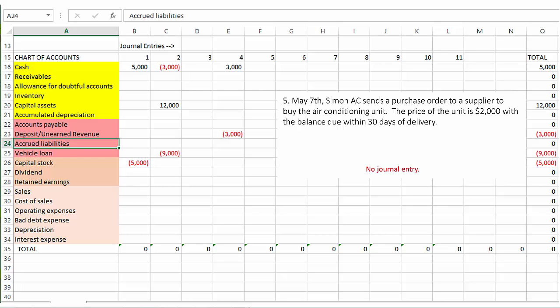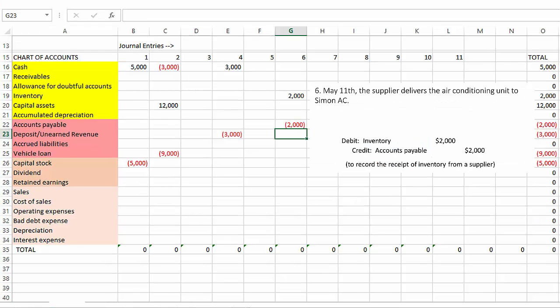Our fifth item was just a purchase order to a supplier, and we determined that no journal entry was necessary. But then we received the purchased inventory. We put a positive number in the inventory account to debit it, and we put a negative amount in the liability account to credit accounts payable.